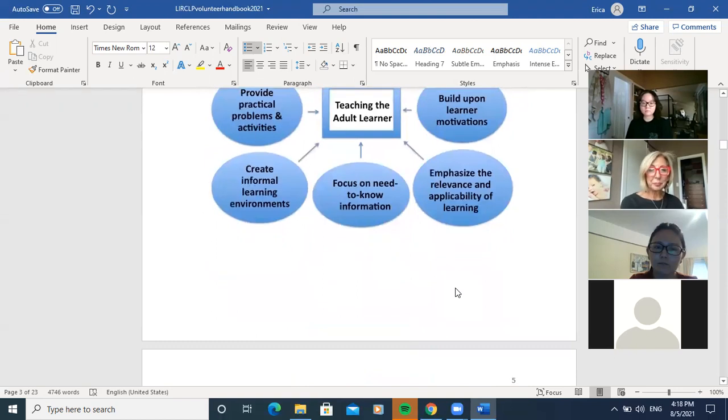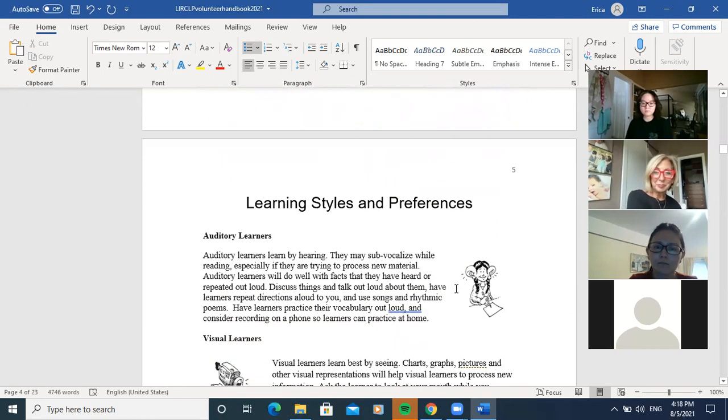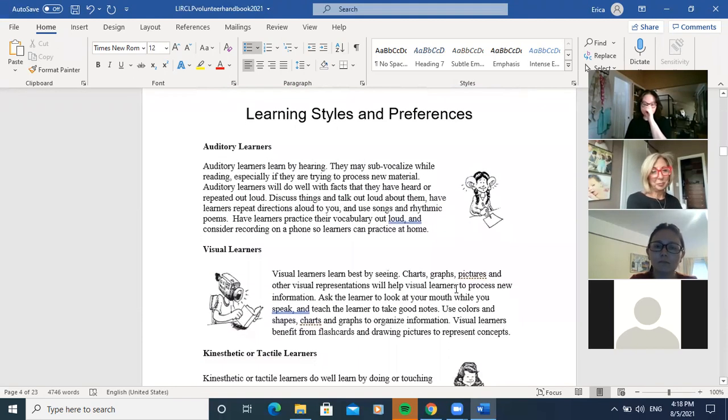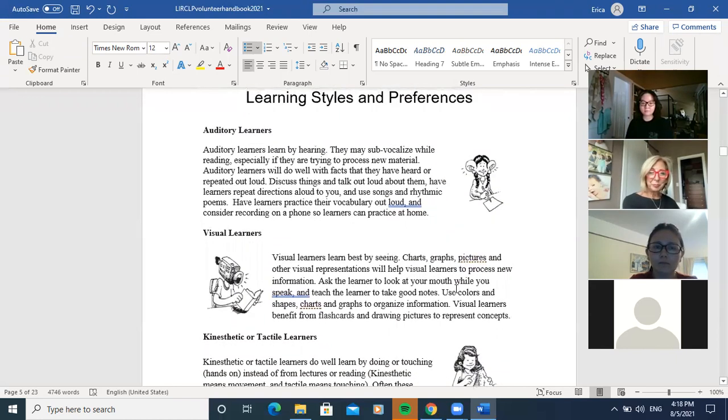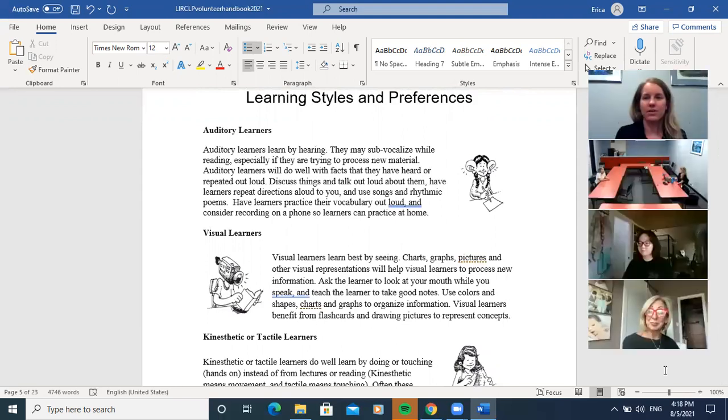Read into more of this on your own. All right, learning styles and preferences. You've probably heard about these: the auditory, visual, kinesthetic. Does anyone know their own learning preference?